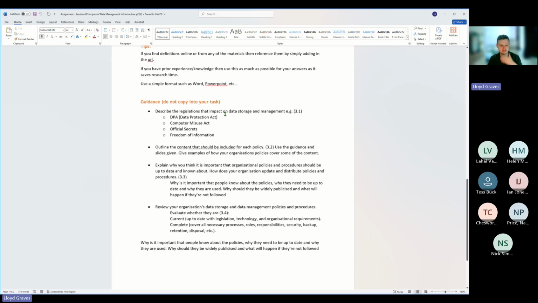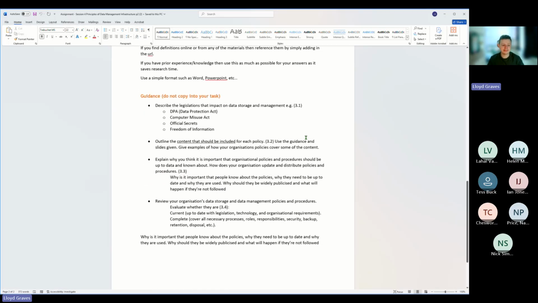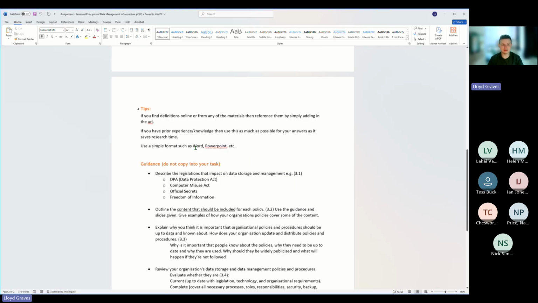I just want to see if I've got any notes down here. Yeah, I say use the guidance slides given, give examples of how your organization policies cover some of the content. So it's a good way to do it. Again, if you can relate it back to your organization and things like that.